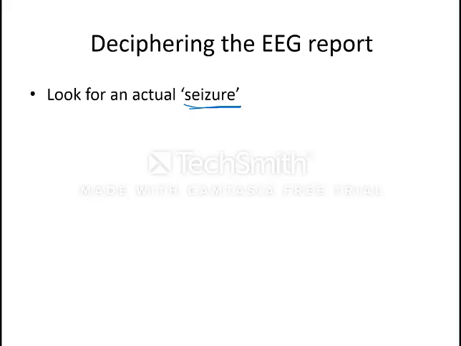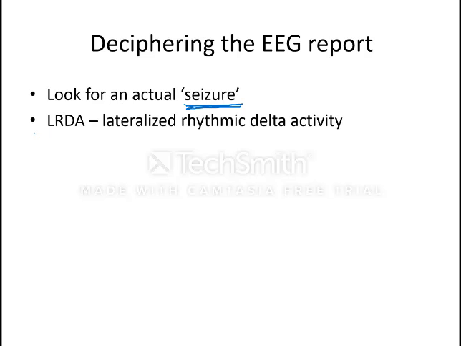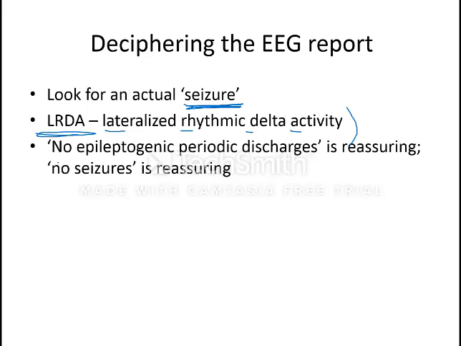So if the report says this person is having seizures, that is concerning. Something else that reports frequently say is LRDA, which is lateralized rhythmic delta activity. This is the brain having some amount of overactivity, and it's thinking about seizing but not quite doing it, but definitely is something that's concerning. If the report says there are no epileptogenic periodic discharges, that's reassuring. No seizures is reassuring as well.